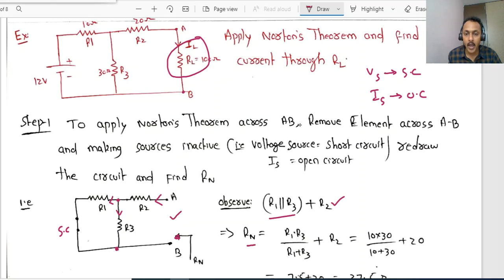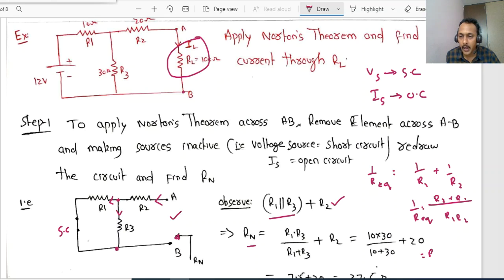Now Norton's equivalent will be R1 into R3 by R1 plus R3. Why? Because what is the formula? If two resistors are in parallel, 1 by R equivalent equal to 1 by R1 plus 1 by R2. If you take out LCM, R1 R2, that is R2 plus R1 over R1 R2, this is nothing but 1 by R equivalent. Now what will be R equivalent? R equivalent is nothing but R1 into R2 by R1 plus R2. If two resistors are in parallel, this is how we will find out the R equivalent. That is what we have done here.